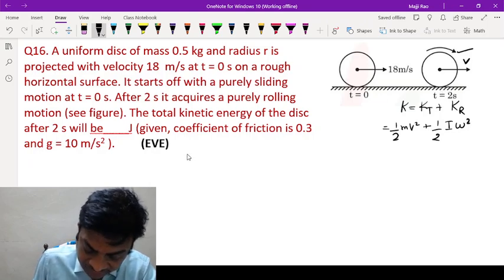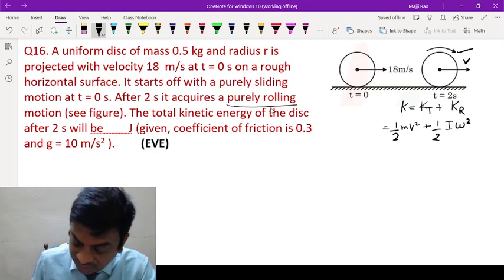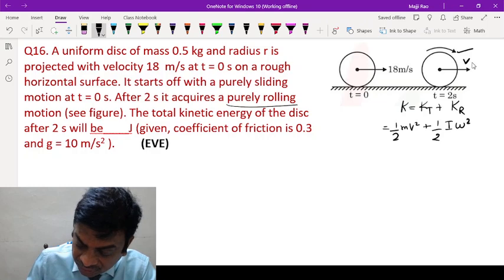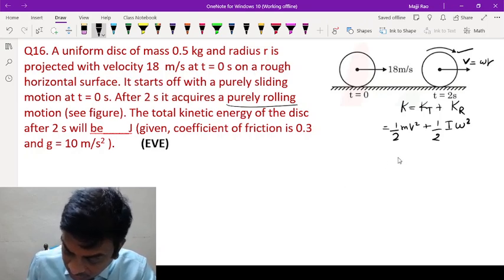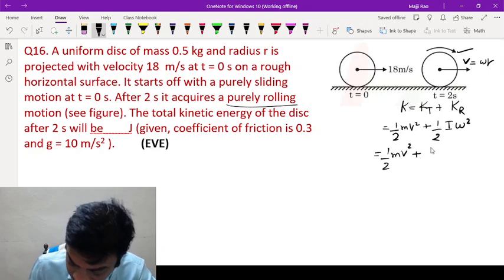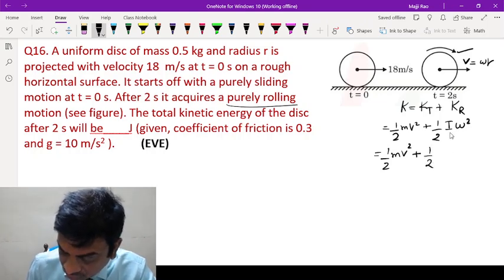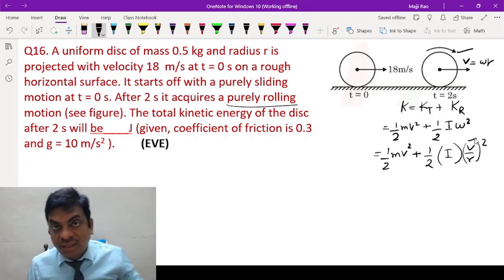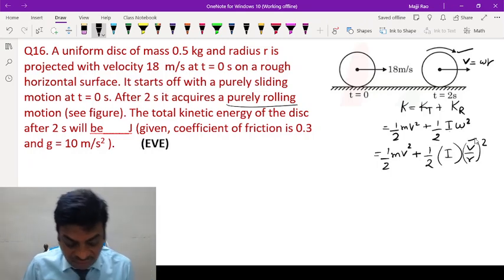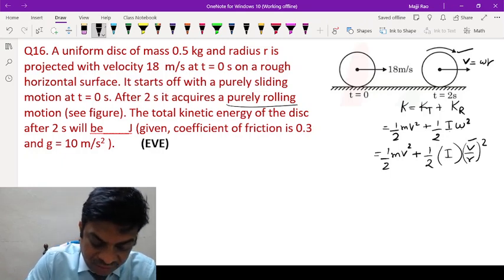Now, at the end of 2 seconds, it starts purely rolling. Purely rolling means rolling without slipping, and whenever it does rolling without slipping, we can always have v equal to omega r. So that means I can write this moment of inertia times omega square, where omega can be written as v by r whole square. So in other words, we have to find v. Once we get v, things will be very easy for us to solve. So let us find v here.